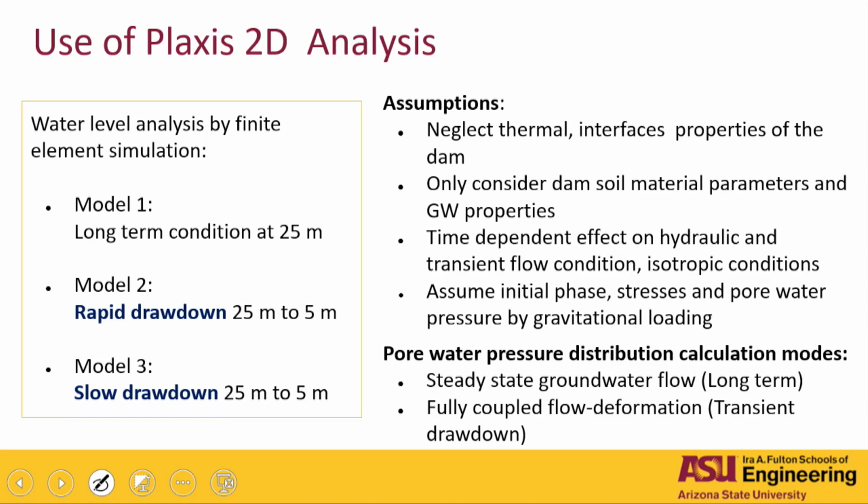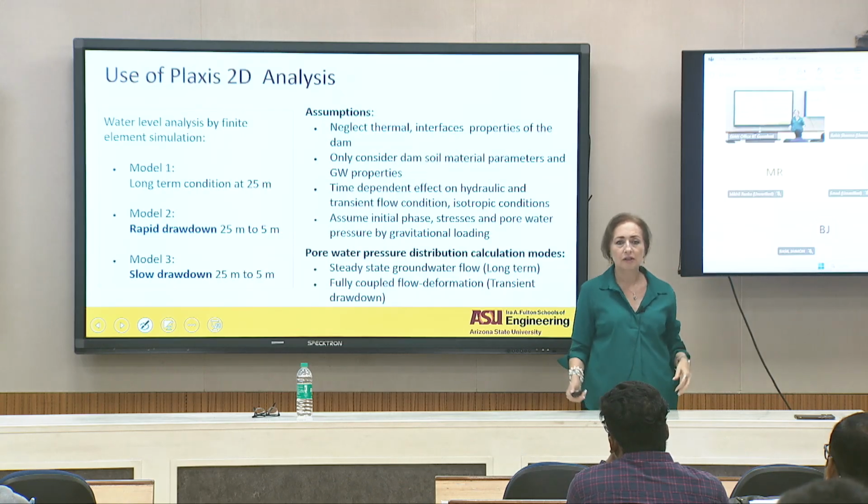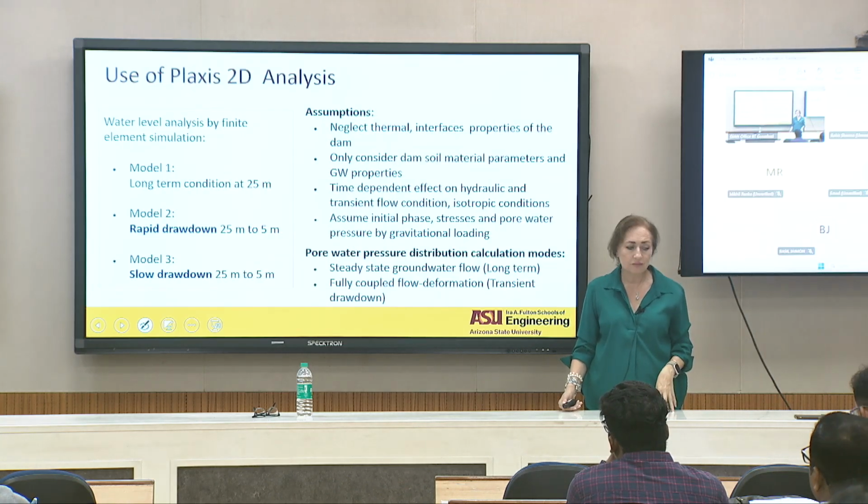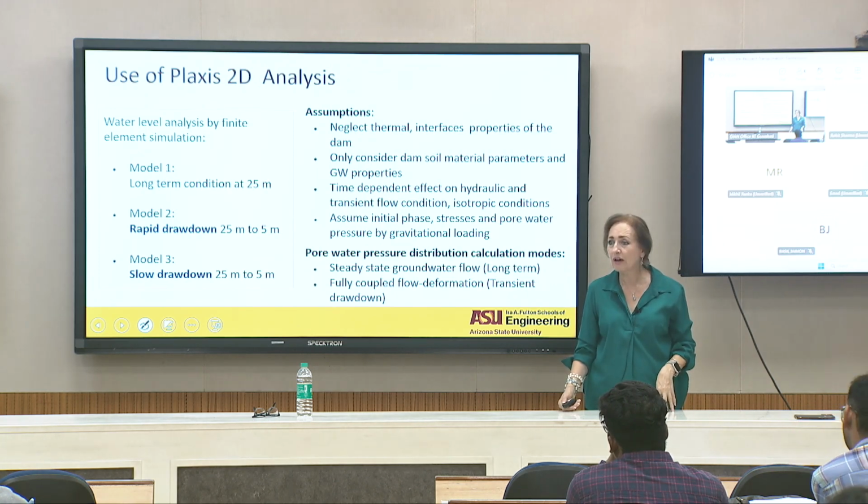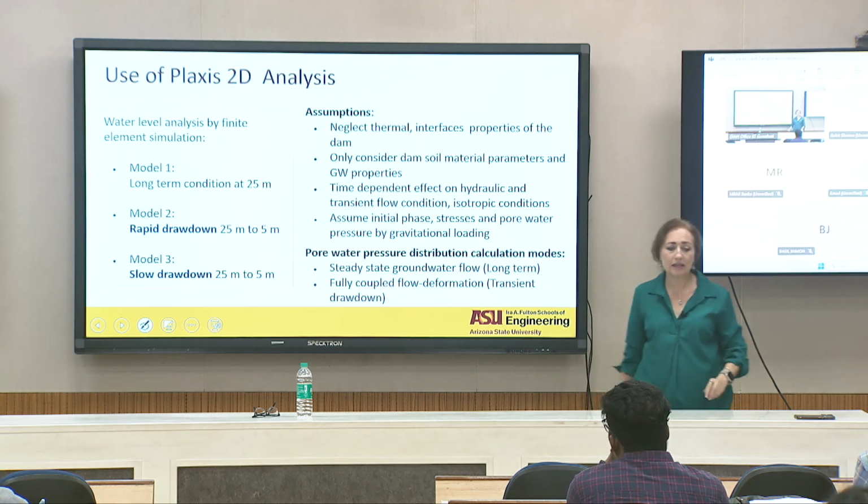So we run a little example in here where the level is defined. First of all, the long-term condition, steady state condition, when the reservoir water level is at 25 meters. And two conditions when we need to do the drawdown. One, rapid drawdown, like you have to go from 25 to 5 meters pretty quickly, or a slow drawdown, and figure out how this will affect the factor of safety of your dam, right? This is right there in the practical application.